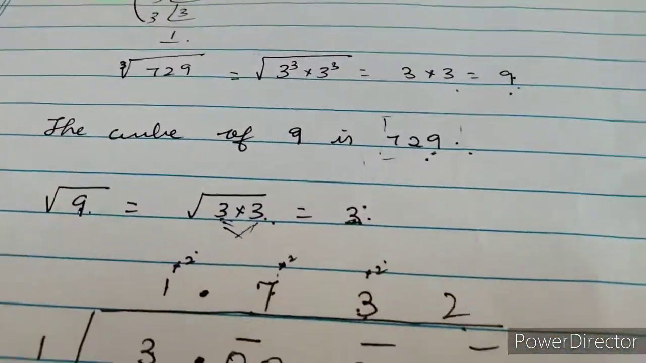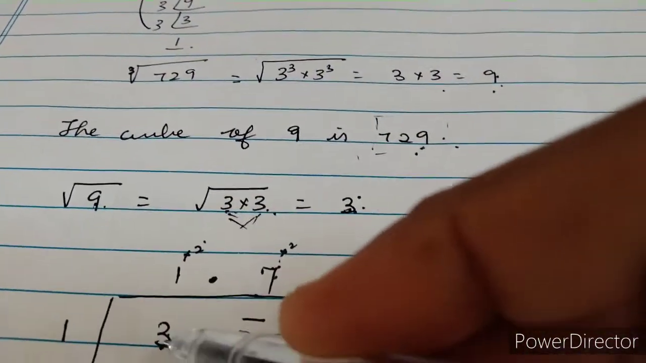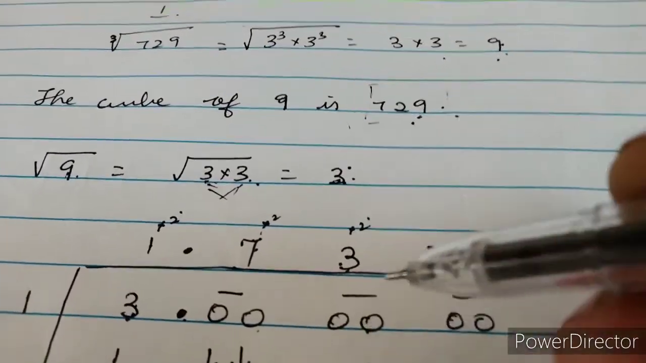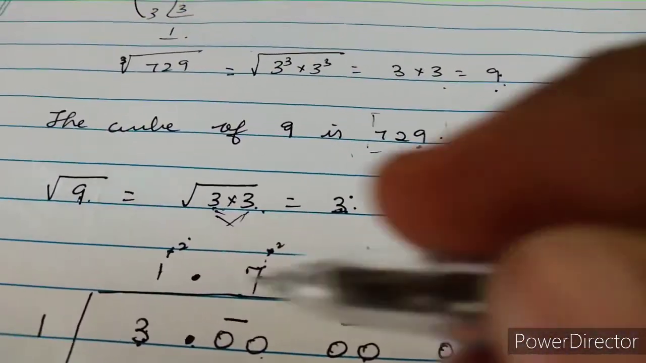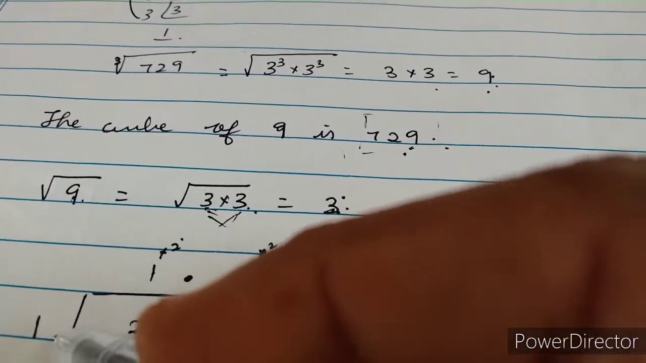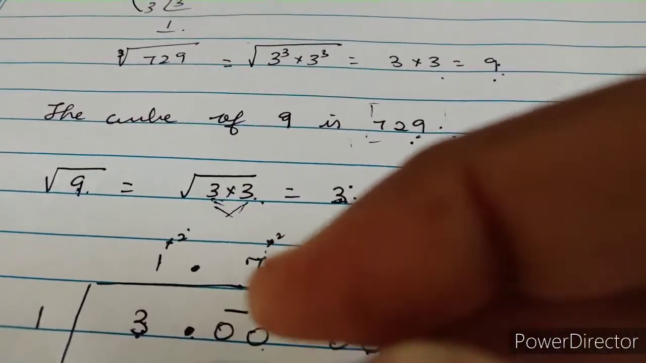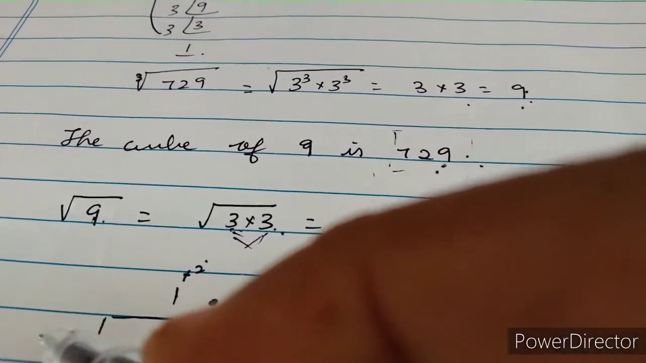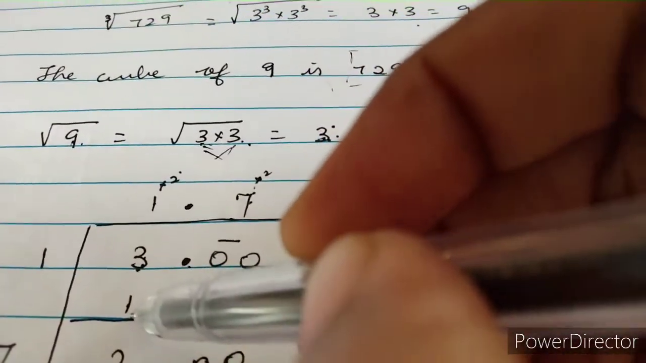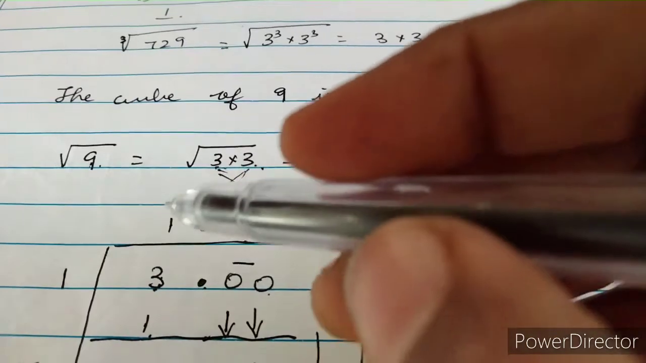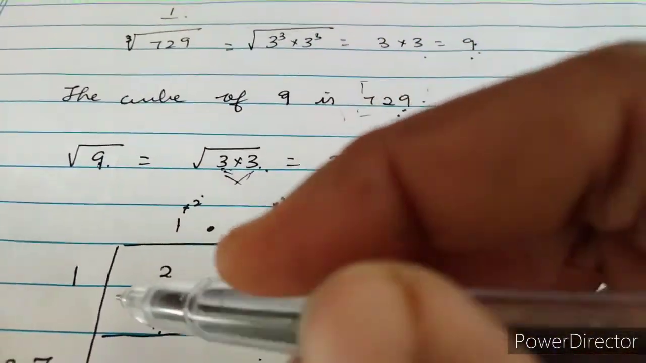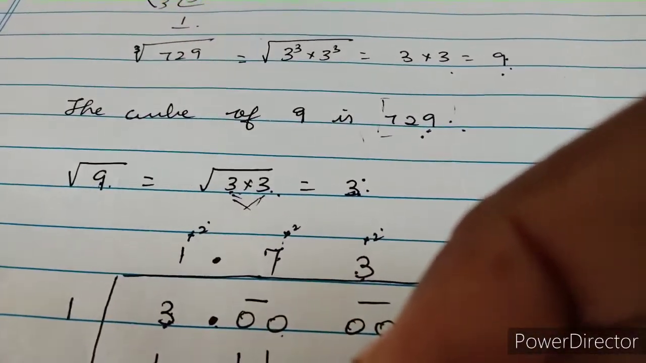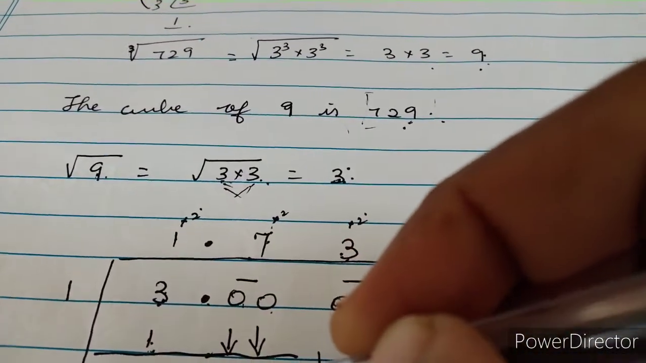Yes or no? Okay. Now, as the number is only 3, keep the point and write down the 0. 0 you have to write into a pair. Then you know very well, first see the square number which is less than or equal to 3. If you take 1 into 1 is 1, because 2 into 2 is 4, which is greater than 3. So, take 1 into 1 is 1. 3 minus 1 is 2. And then bring both the zeros down.